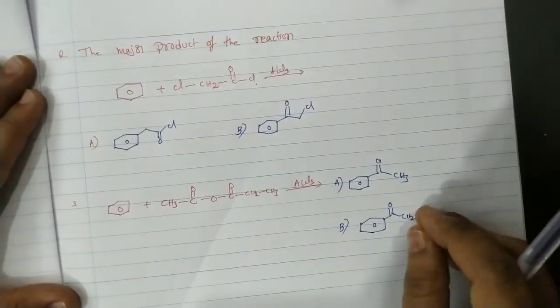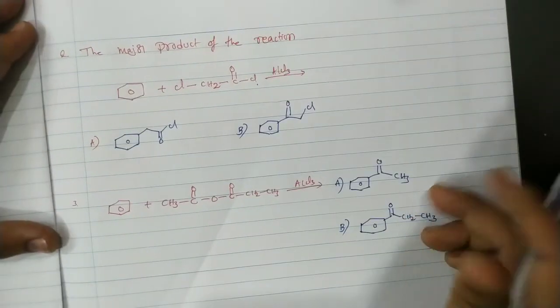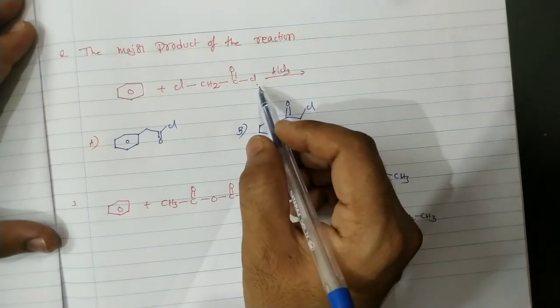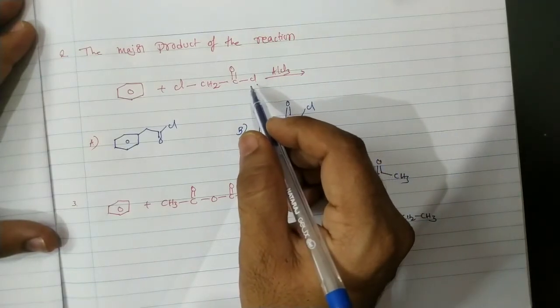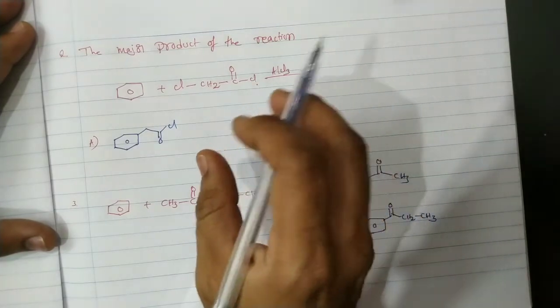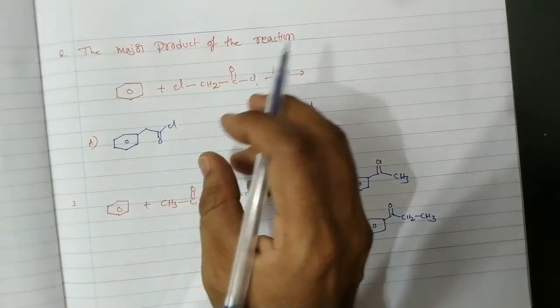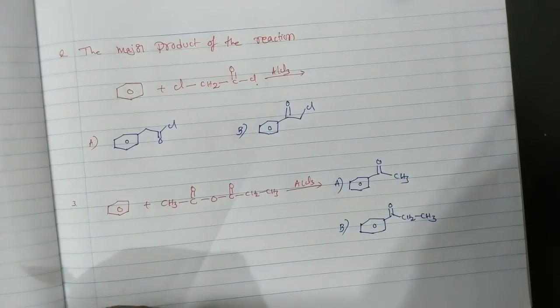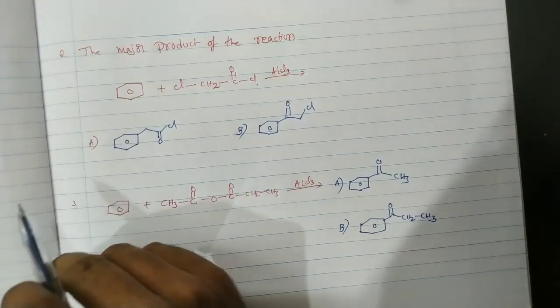Next, the major product of the reaction. Here you know already the Friedel-Crafts alkylation and acylation reactions. You can see some exceptional reactions from Friedel-Crafts alkylation reactions. I have given the link in the description about the Friedel-Crafts alkylation reactions. You can see that video also.